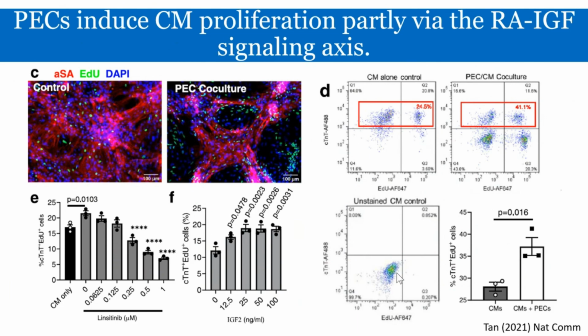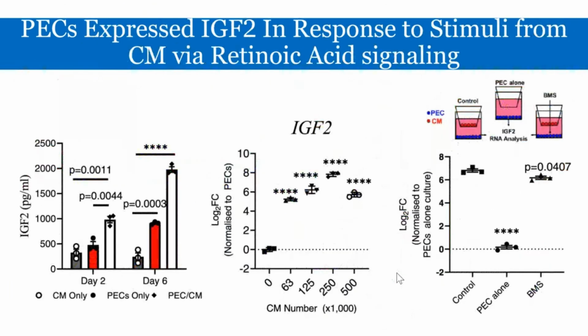So we use linsitinib, which is the inhibitor for IGF receptors. There's a dose-dependent decrease in the cardiomyocyte proliferation, and stimulation with IGF-2 alone also sees a dose-dependent increase in cardiomyocyte proliferation. And we also look into the IGF-2 expression inside the conditioned medium after co-culturing the two cells, and we see a significant increase of IGF-2 inside the conditioned medium after day 6. And this is more significant when the cardiomyocyte is present.